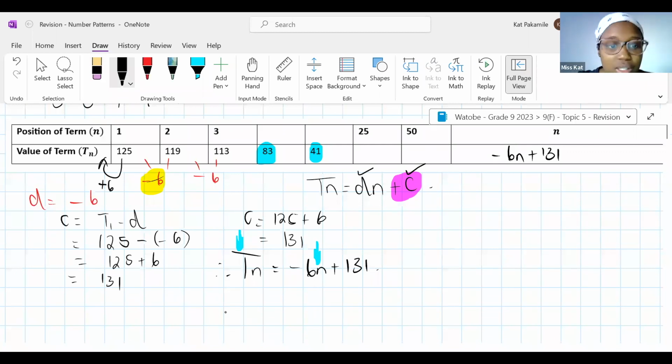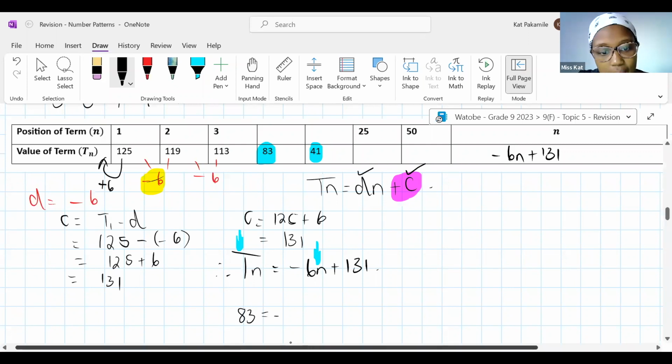So then it's going to be 83, because that's the value, that's what they gave us, equals negative 6n plus 131. Anyone want to finish this one with me? We've done plenty of them. Anyone? Give me ideas in the chat of how we'll solve this.